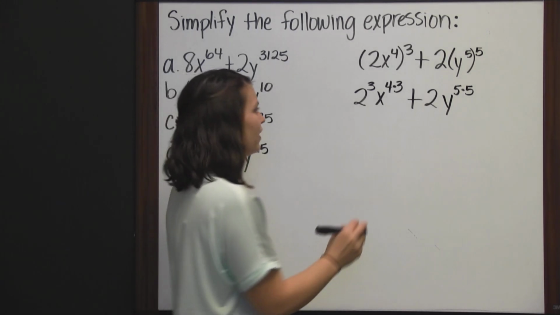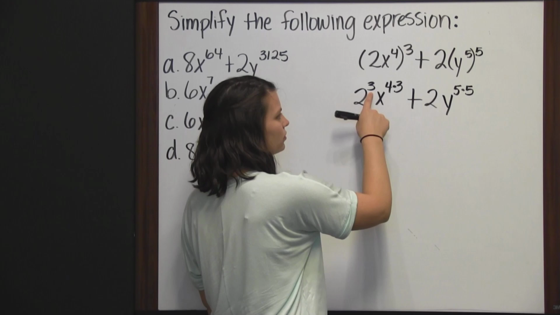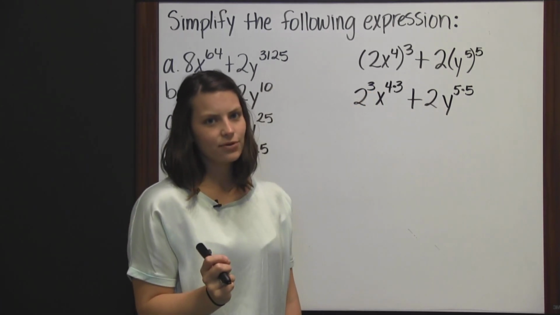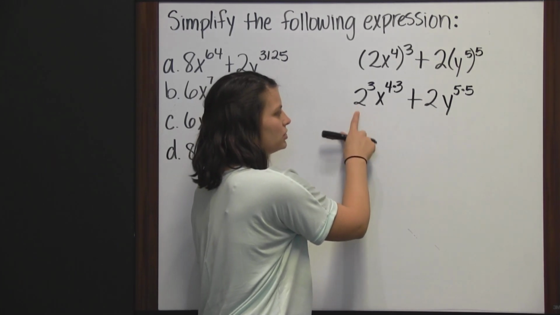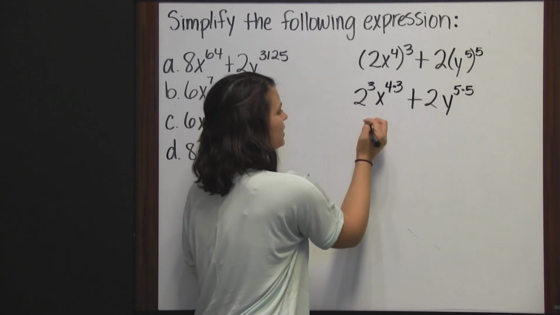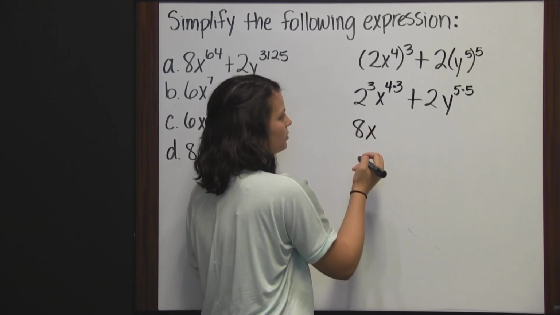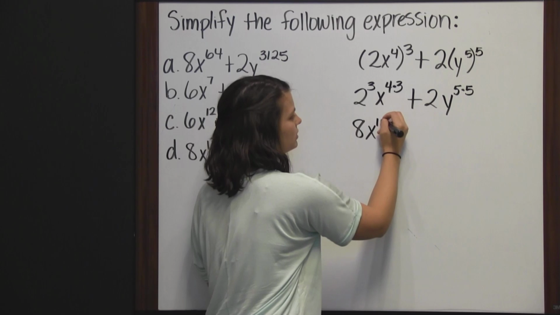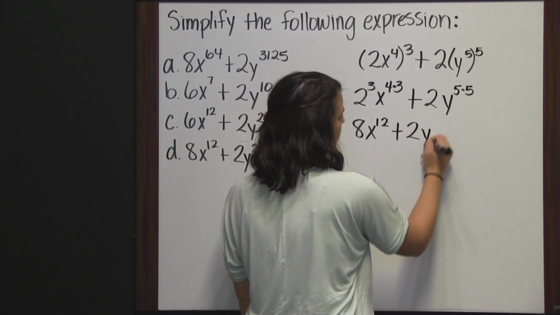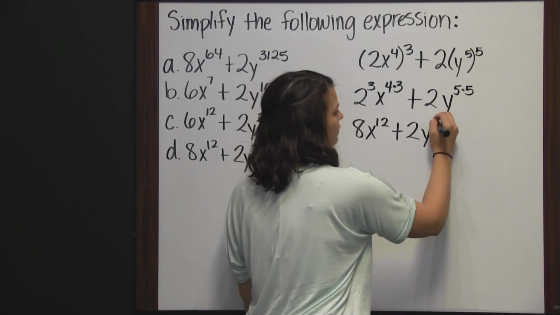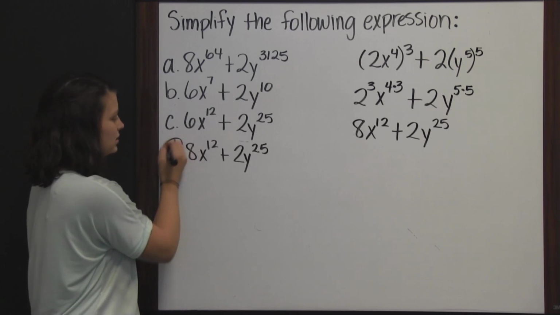And now we can simplify this. 2 cubed means 2 times itself 3 times, not 2 times 3. So it's 2 times 2 times 2. 2 times 2 is 4, times 2 is 8. So 2 cubed is 8, times x to the 4 times 3 is 12, plus 2 times y to the 5 times 5 is the 25th power, which is answer choice D.